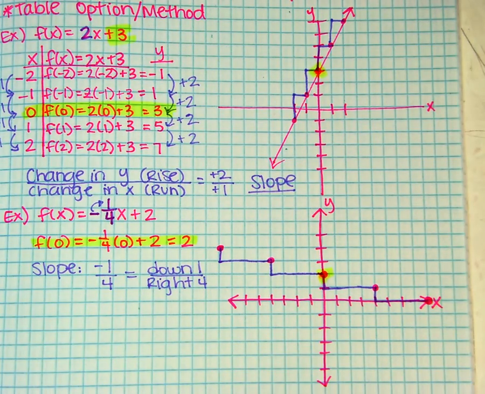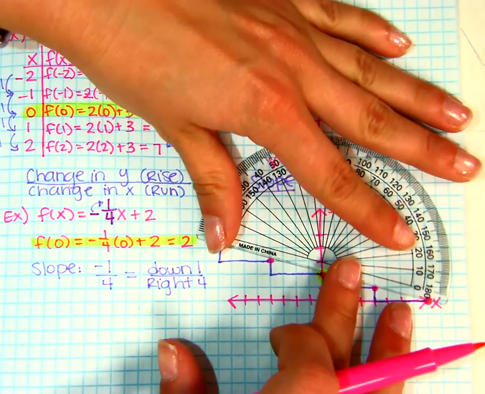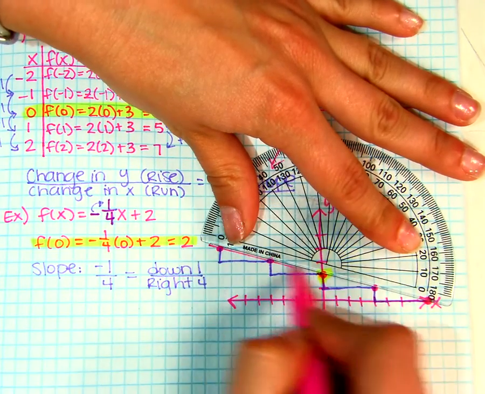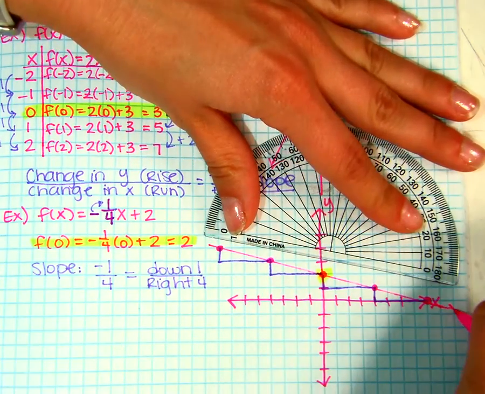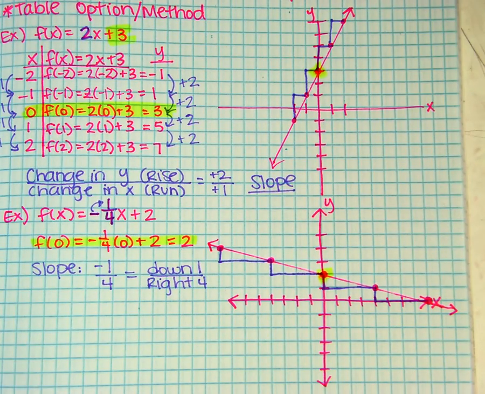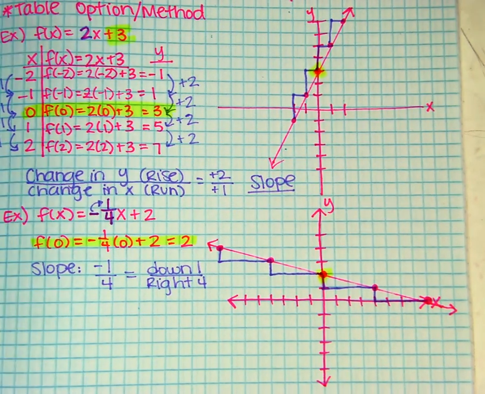Okay, so now if we grab a straight edge and we connect these points, we have our line. And we're going to add arrows to the end of the line because it continues forever. All right. So that's how you start off with a line.